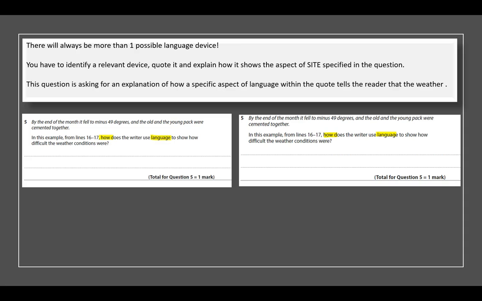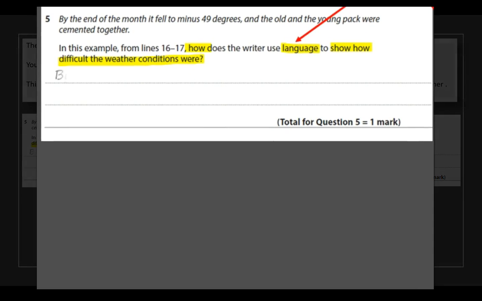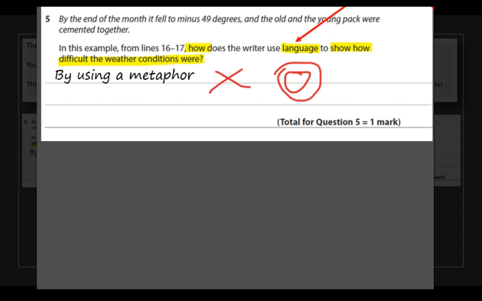So in this question we are being asked for an explanation of how a specific aspect of language is showing the reader that the weather conditions were difficult. So what a lot of people do is just to write "by using a metaphor", like we saw in the last example. As with the last example, that will get absolutely no marks.